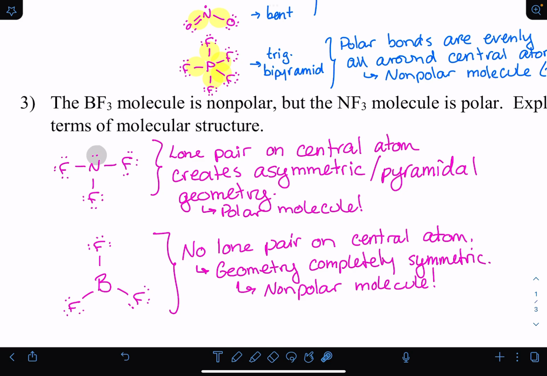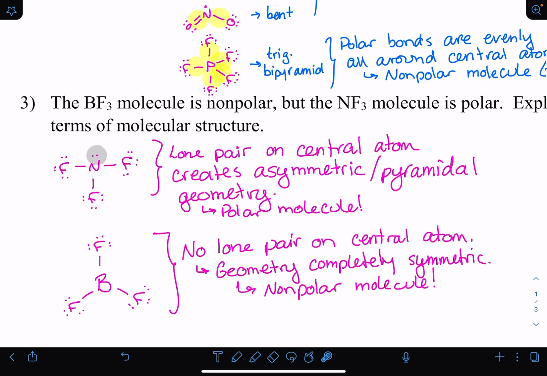So pointing to this one has a lone pair and this one does not is, in terms of molecular structure, the piece of the explanation, and how that relates to the geometry and how geometry relates to polarity is what we were looking for in this one.